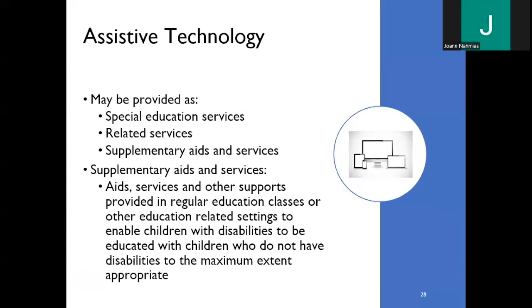Assistive technology may be delivered as part of special education services, as a related service, or as a supplementary aid and service, depending on how it supports the student. When provided as a supplementary aid and service, assistive technology is used to help the student participate in regular education classes or other school-related settings. Supplementary aids and services are supports that enable children with disabilities to be educated alongside their peers without disabilities to the maximum extent appropriate.